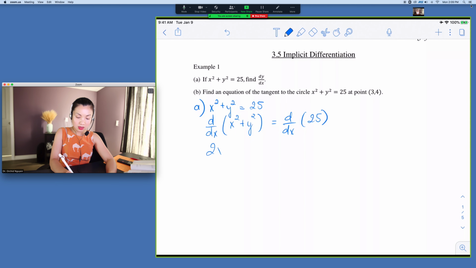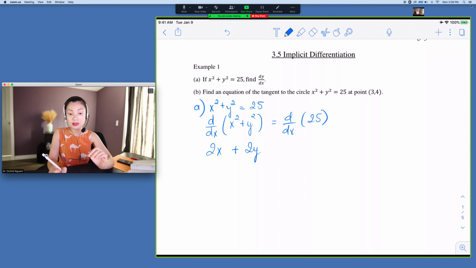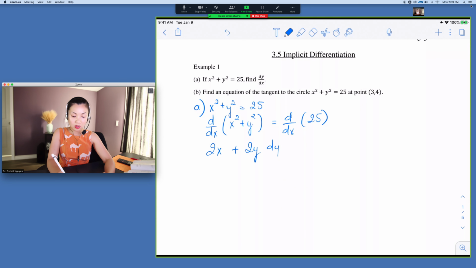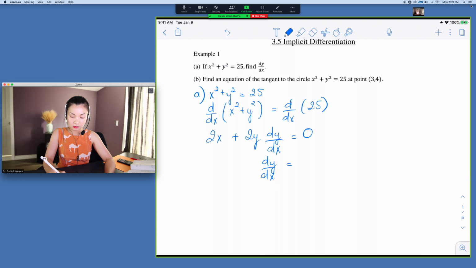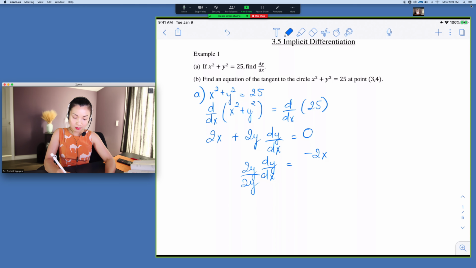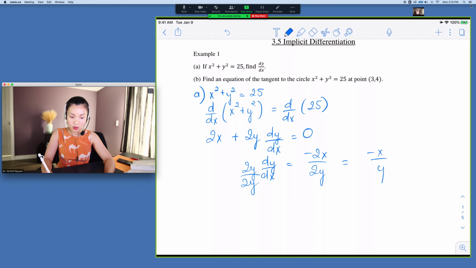Taking the derivative, I get 2x plus 2y. Don't forget y is a function of x. So after 2y, I still have dy over dx because of the chain rule, and we have 0 on the right. From here, we just solve for dy over dx. I subtract 2x, then divide by 2y. Reducing it, I get negative x over y.